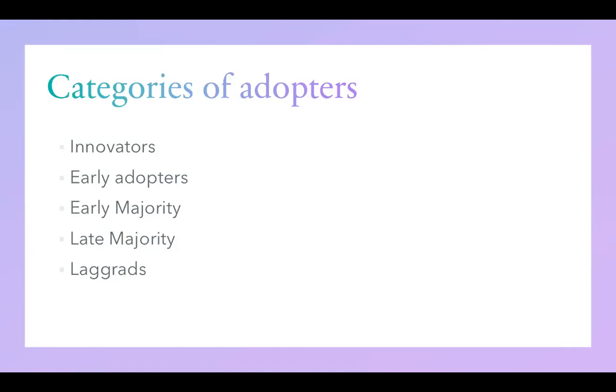So these categories of adopters are not actually given in the PDF notes that I shared with you, but I shared them because I read them in another book and found them very interesting. Questions, please.